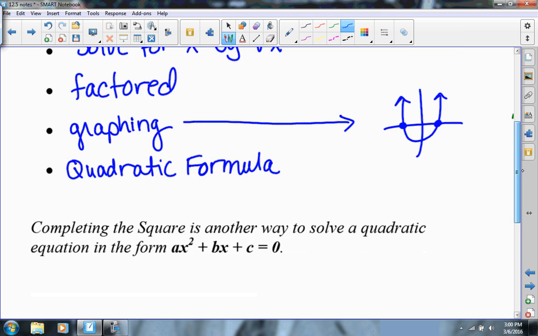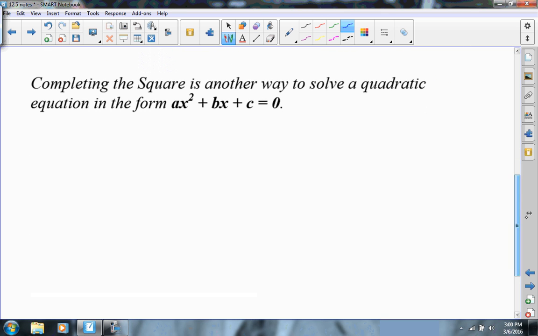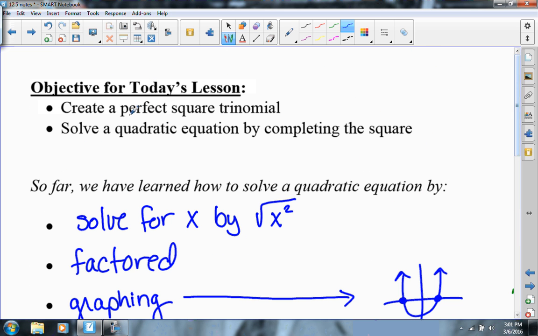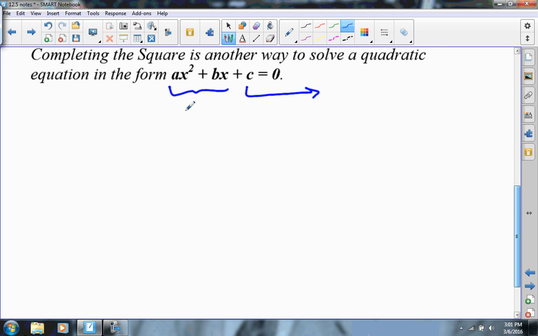And now today we're going to talk about one other method called completing the square. When we have our equation in the form ax squared plus bx plus c equals 0, in that standard form, we can move the c term to the other side, and then we'll take the ax squared and the bx and we'll make it a perfect square trinomial. Just like it said up at the top here, for our objectives, we would create a perfect square trinomial. So that's what we're going to do.